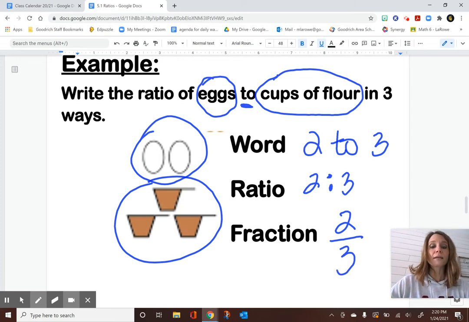This is 2 eggs to 3 cups, which means if I wanted to make the same recipe, but maybe I had a lot of people coming for breakfast or something like that, or I wanted to make extra, if I doubled my eggs, I would also have to double my flour. And because we kept it in the same ratio or the same comparison, the recipe will still end up tasting the same. We'll just be able to make a lot more of them.